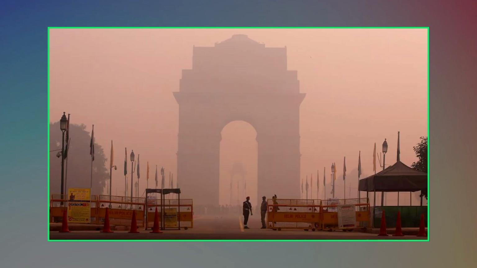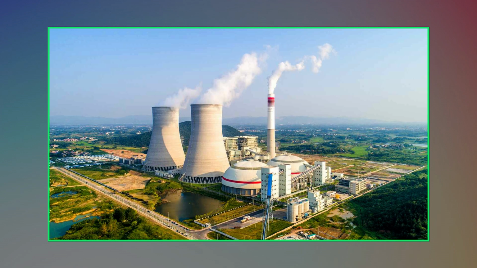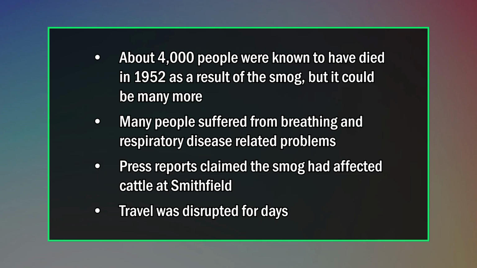Smog continues to grow worldwide as the human population increases and more countries become industrialized. About 4,000 people were known to have died in 1952 as a result of the smog, but it could be many more. Many people suffered from breathing and respiratory disease-related problems. Press reports claimed that smog had affected cattle at Smithfield, and travel was disrupted for days.